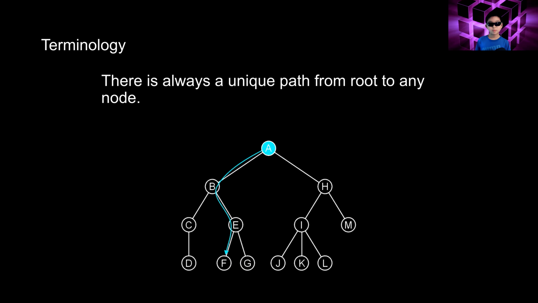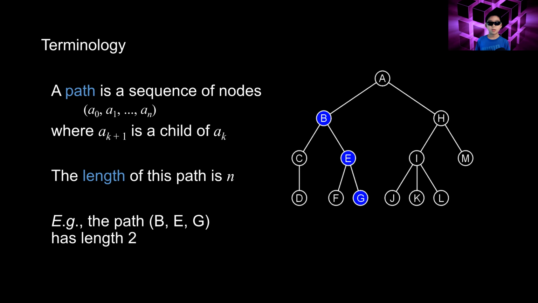You can always travel down from the root to any node. And more importantly, there is only one unique path. For example, from the root A to node F. Now let's formally define what a path is. A path is a sequence of nodes where each node is the parent of the next one, except the last one. Visually, it is a path that travels down from the tree. Such as the path from B to E then to G. The length of this path is 2 because it contains 2 pieces, BE and EG.